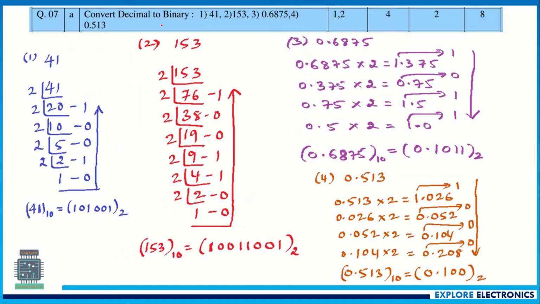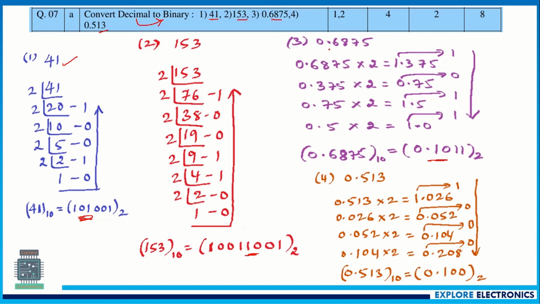Convert the following from decimal to binary. These are the decimal values they have given, and we need to convert decimal to binary. So these are the decimal values. To convert to binary, we need to start dividing by 2, and the remainders we need to take from bottom to top. You need to remember this. So this gives this result. Here I have calculated. Please calculate once again for verifying these answers.